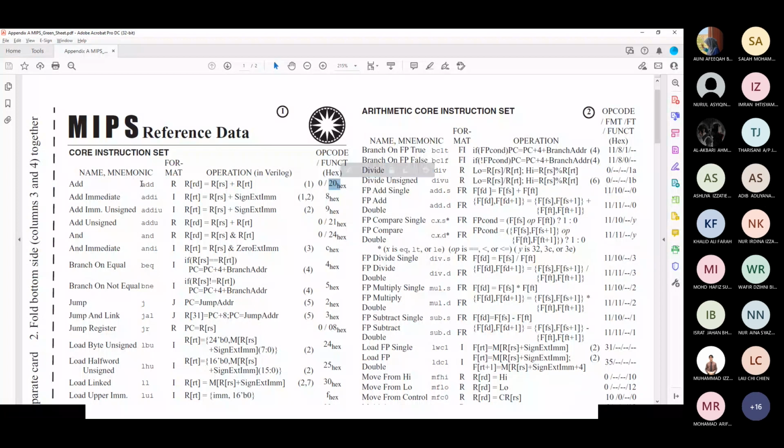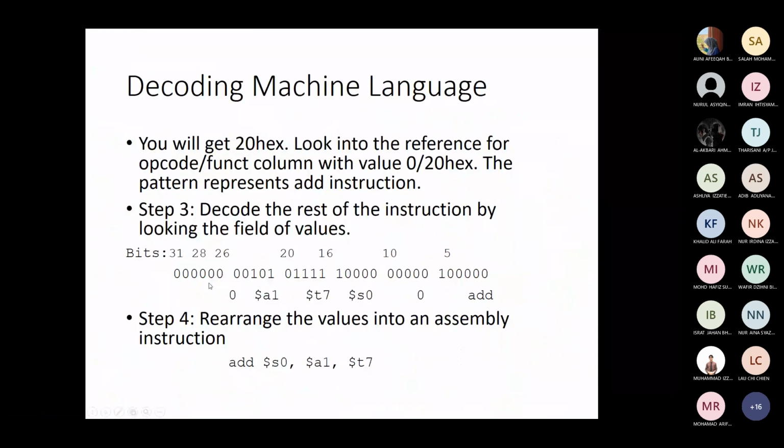Then look at the mnemonic here. Oh, it is an add. So look into the reference for the opcode slash function column with a value of 0/20 hex. The pattern represents an add instruction. So write the opcode is 0, and then your function is add.